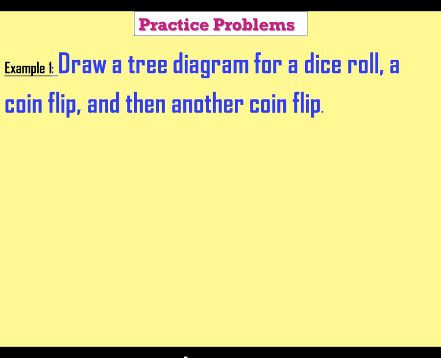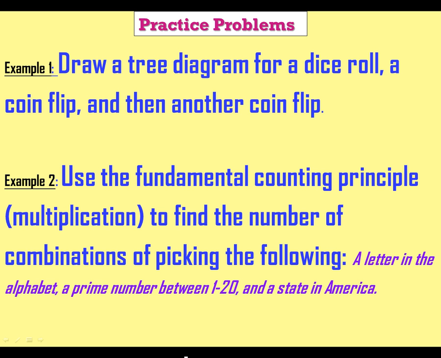So here's your practice problems. Try these out for good luck. Example 1 is to draw a tree diagram for a dice roll, a coin flip, and then another coin flip. Your second practice problem is to use the fundamental counting principle, which is multiplication basically, to find the number of combinations of picking the following. Let's say these items are in a bag, or you have these choices. You have a letter in the alphabet, a prime number between 1 and 20, and one of the states in our country, a state in America.